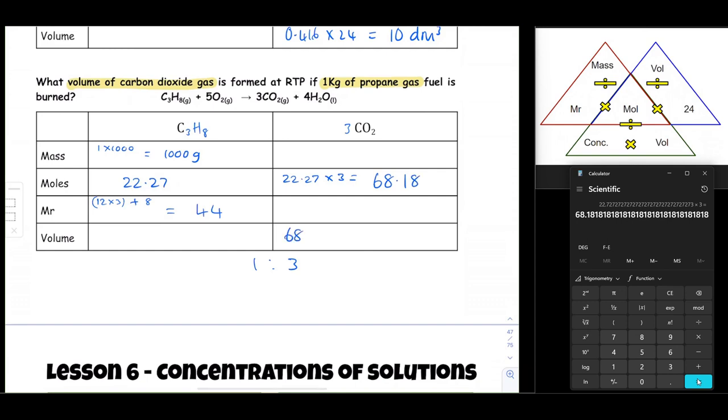Now I've got 68.18. I can times that by 24, and that will give me my volume, which is equal to 1,636 decimeters cubed. Wow, that's quite a lot.